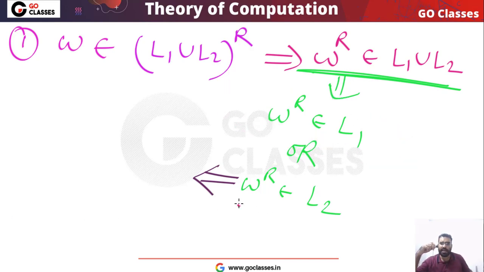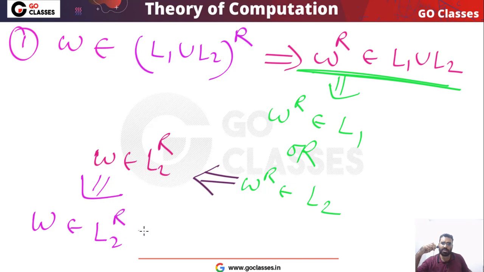Let us assume this happens. If this happens, then W reverse belongs to L2. It means W belongs to L2 reverse. Then I can say W belongs to L2 reverse union L1 reverse.